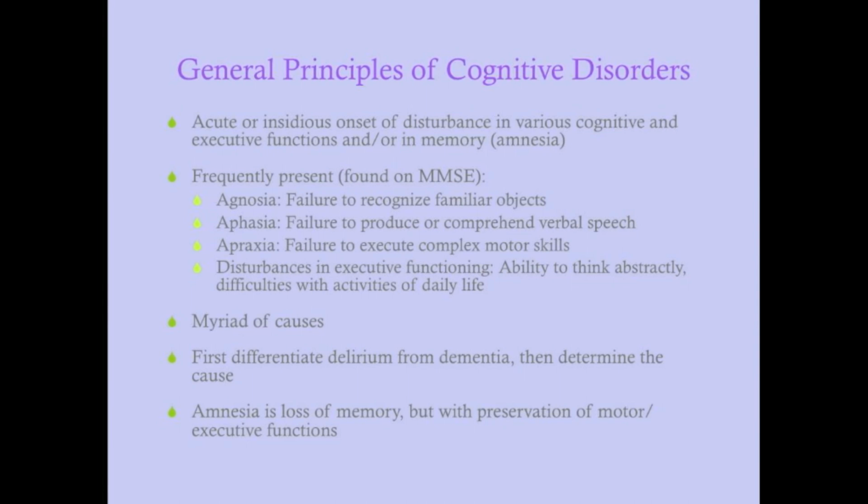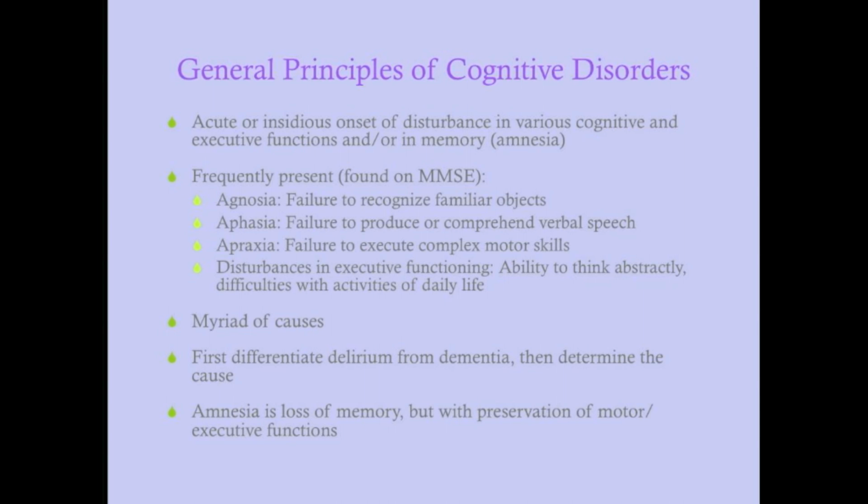So, some general principles of cognitive disorders. What are they? Cognitive disorders are disturbances in various cognitive and executive functions and/or in memory. So what are these cognitive functions? Well, they're the ability to speak, the ability to execute motor skills, the ability to recognize objects, the ability to think abstractly and do things in daily life. So these are the things that are disturbed in these patients. And the process can be acute or it can be insidious. And that's really what's going to help us differentiate between dementia and delirium.